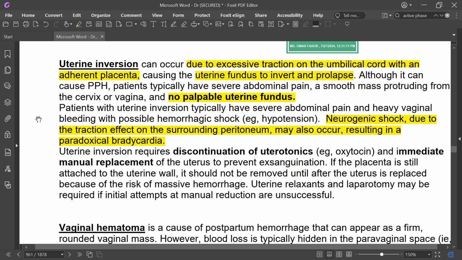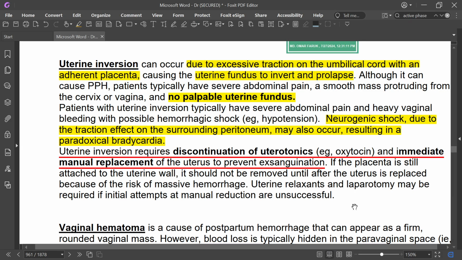Uterine inversion needs discontinuation of uterotonics like oxytocin and immediate manual replacement of the uterus to prevent exsanguination.